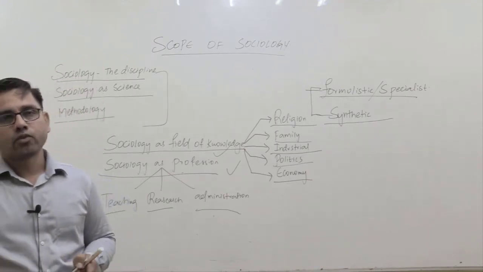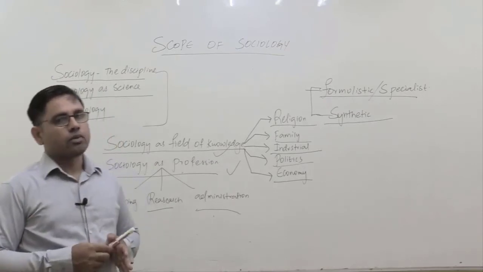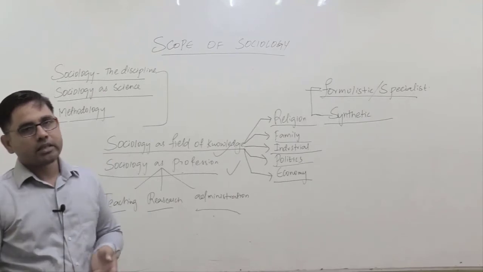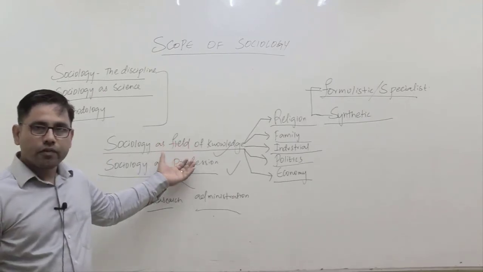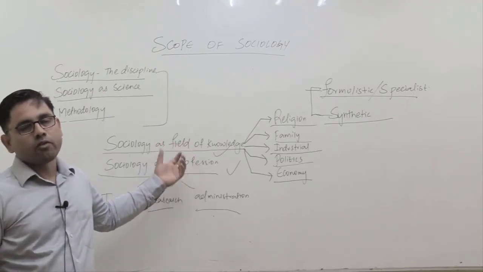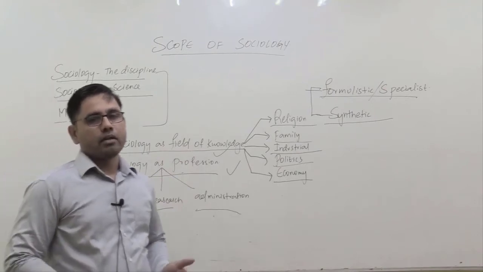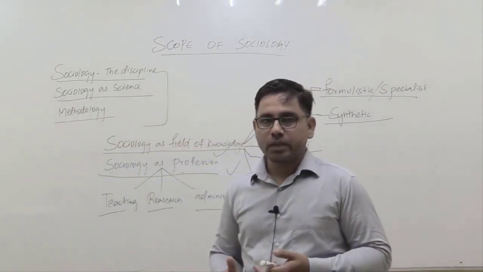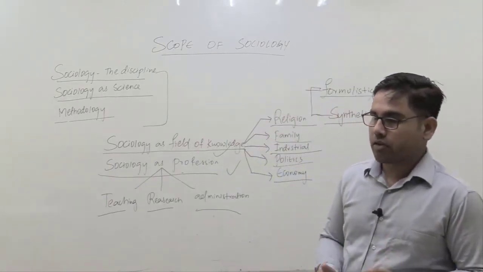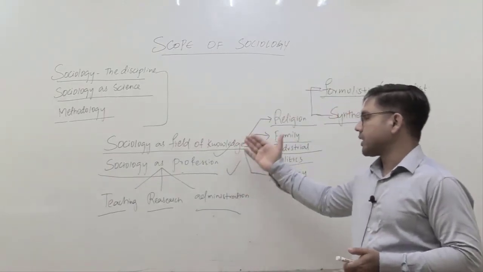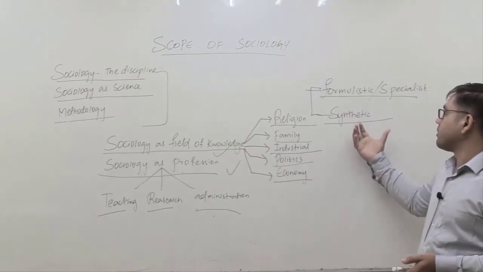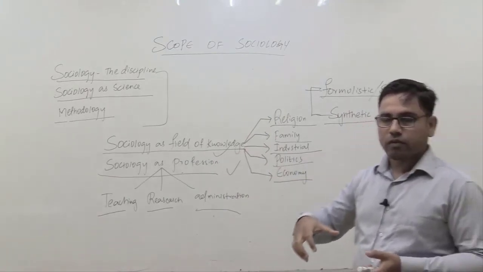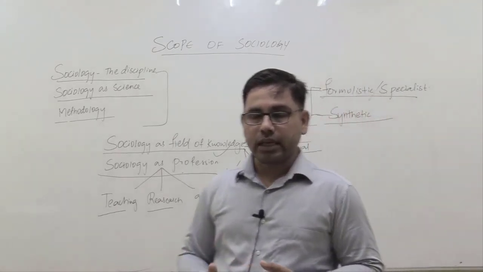When we study the scope of any other subject, including sociology, the scope of this subject can be studied from the perspective of a field of knowledge and as a field of profession. Another debate, that is a very popular debate within sociology, is what should be the scope of sociology as a field of knowledge. So field of knowledge के अंदर ही एक और debate है sociology में, that is the formal school or specialist school versus a school known as the synthetic school.